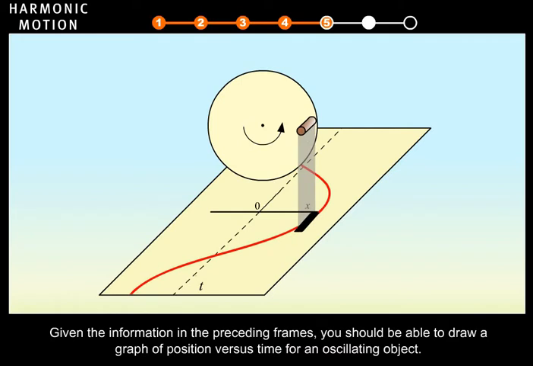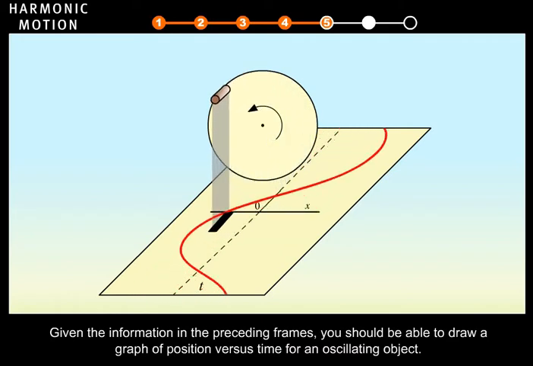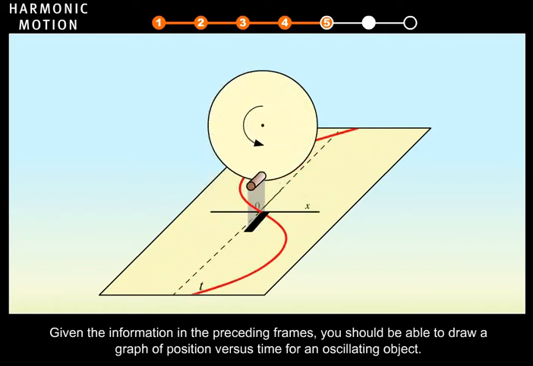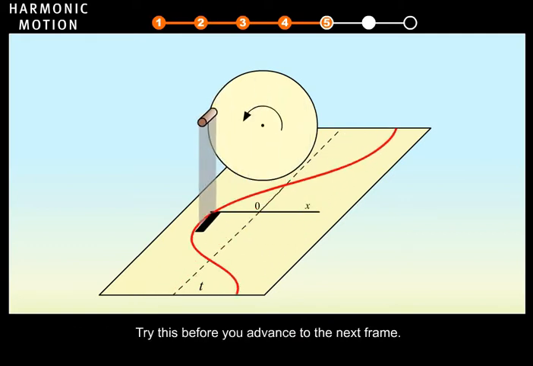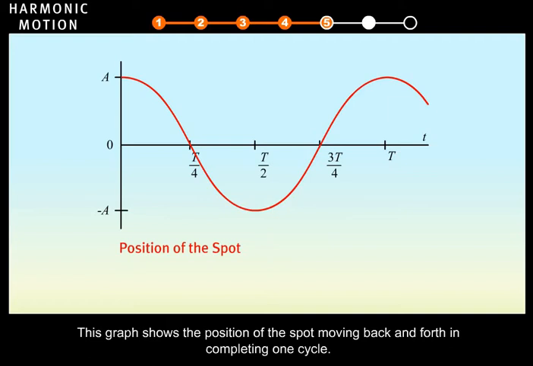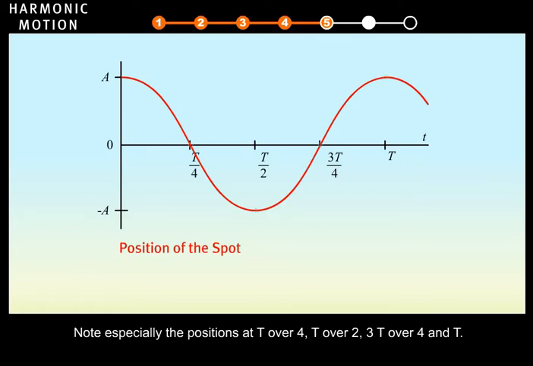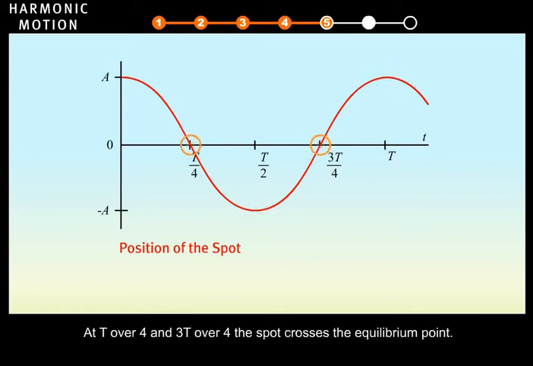Given the information in the preceding frames, you should be able to draw a graph of position versus time for an oscillating object. Try this before you advance to the next frame. This graph shows the position of the spot moving back and forth in completing one cycle. Note especially the positions at T over 4, T over 2, 3T over 4, and T. At T over 4 and 3T over 4, the spot crosses the equilibrium point.